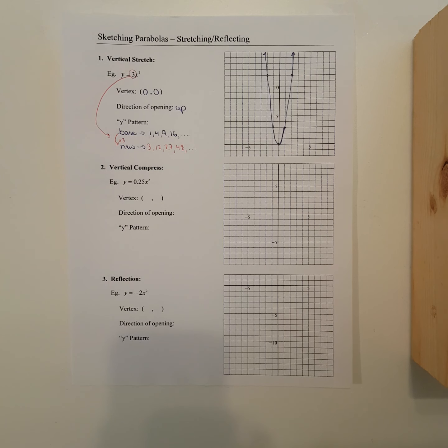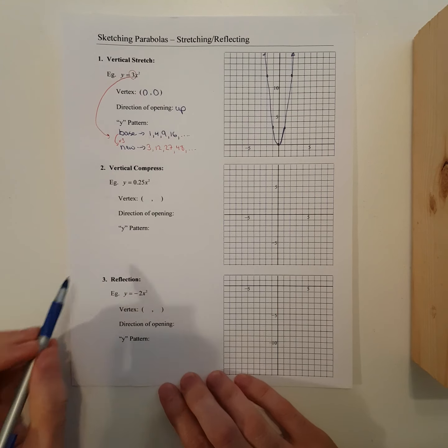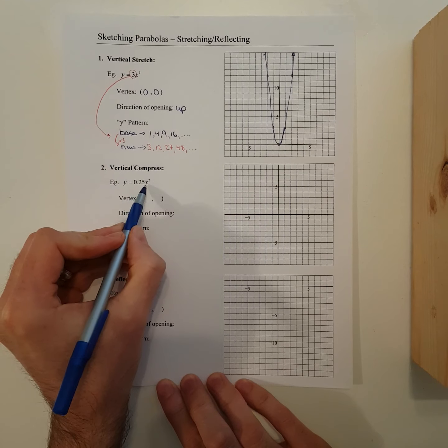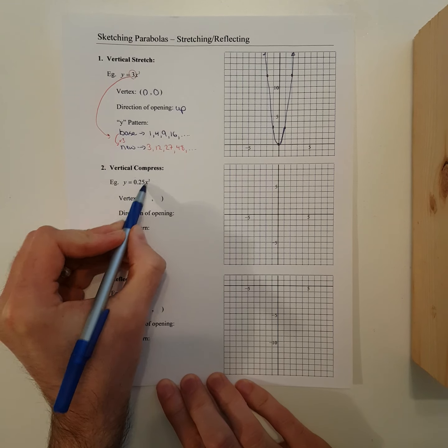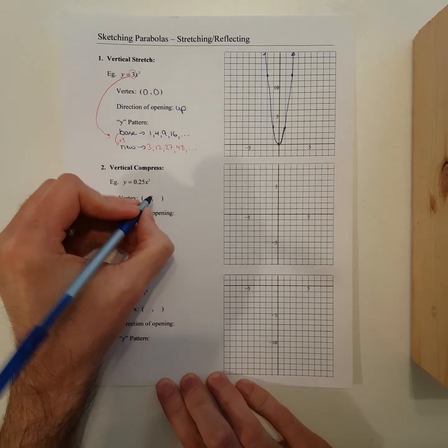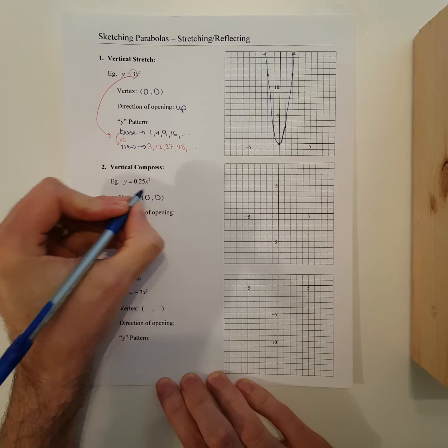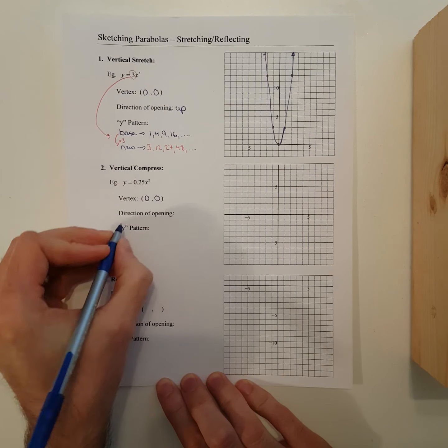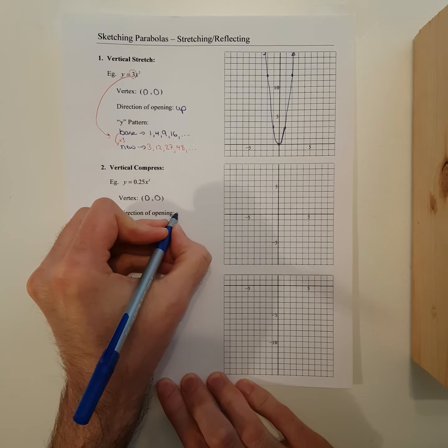The second one, we change the name slightly, although we apply this the exact same way. We call it a vertical compress. And we're going to see we call this a compress or a compression because now we're multiplying by some number that's smaller than 1. Again, whenever we have this multiplier, that will not change our vertex, so that will still be at 0, 0. Because that number we are multiplying by is a positive number, this will still continue to open up.